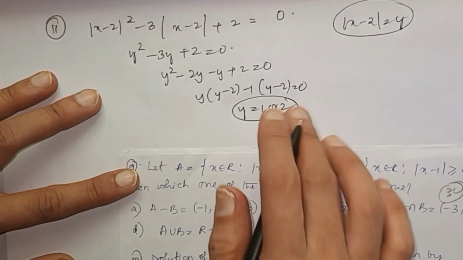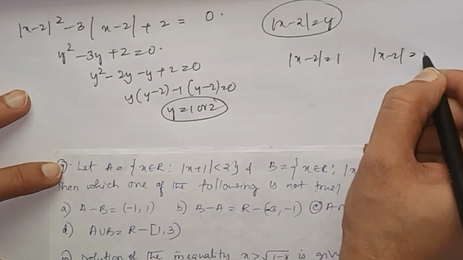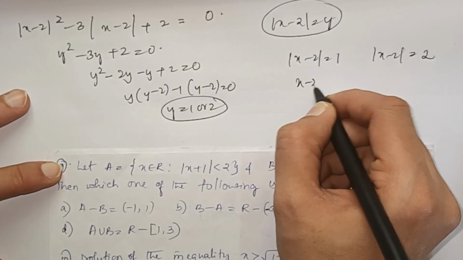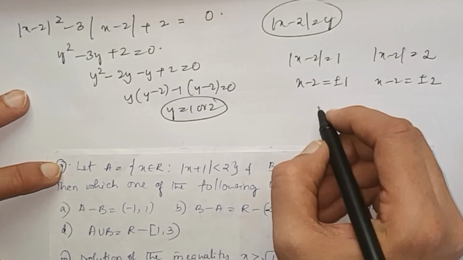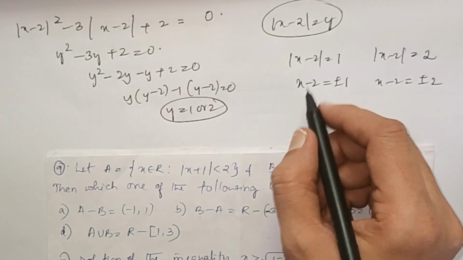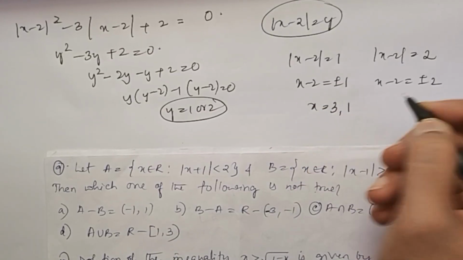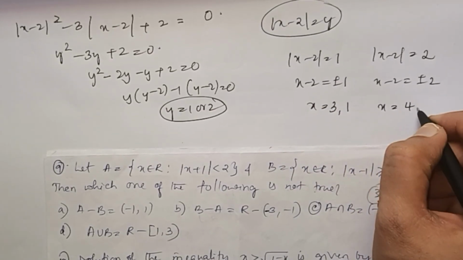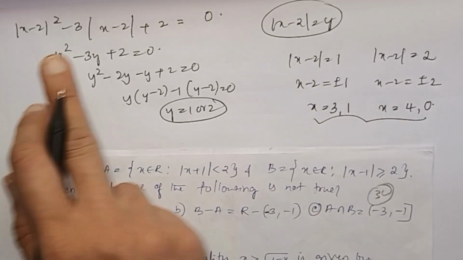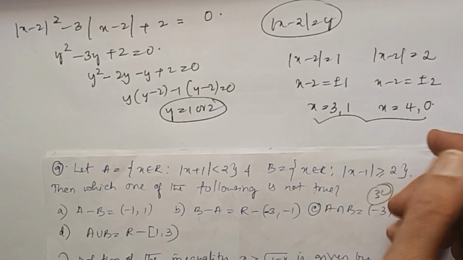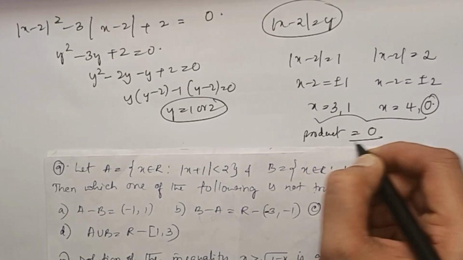Okay, so y equal to 1 or 2 means mod x minus 2 equal to 1 or mod x minus 2 equal to 2. So mod x minus 2 equal to plus or minus 1, x minus 2 equal to plus or minus 2. x equal to 1 plus 2, 3, minus 1 plus 2, 1, or x equal to 2 plus 2, 4, minus 2 plus 2, it is 0. So these are the roots of this equation. We want the product of roots. One of the roots is 0. Therefore, the product of roots will be equal to 0.